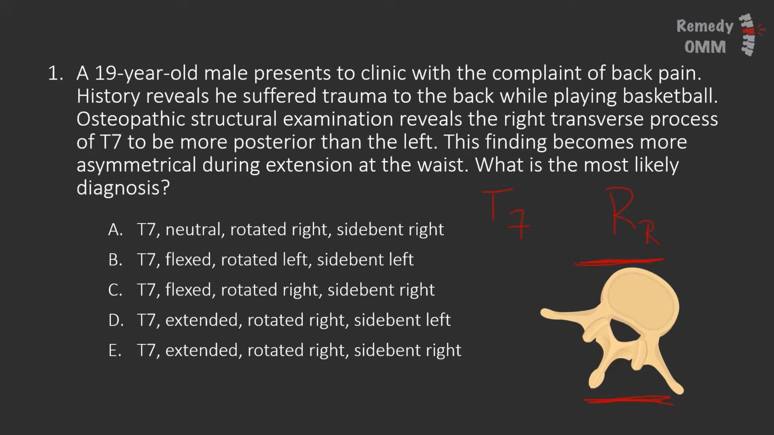Next we see that rotation gets worse during extension. Worse is not good, so that means the patient prefers the opposite, which of course is flexion. So we have T7 flexed, rotated right, and flexion means type 2. Type 2, two are the same, so side bending occurs in the same direction. Therefore the patient is side bent right. So C is the right answer here. Pretty easy once you work through it, and with practice, you'll be able to get these kinds of questions very quickly. Let's look at the next example.